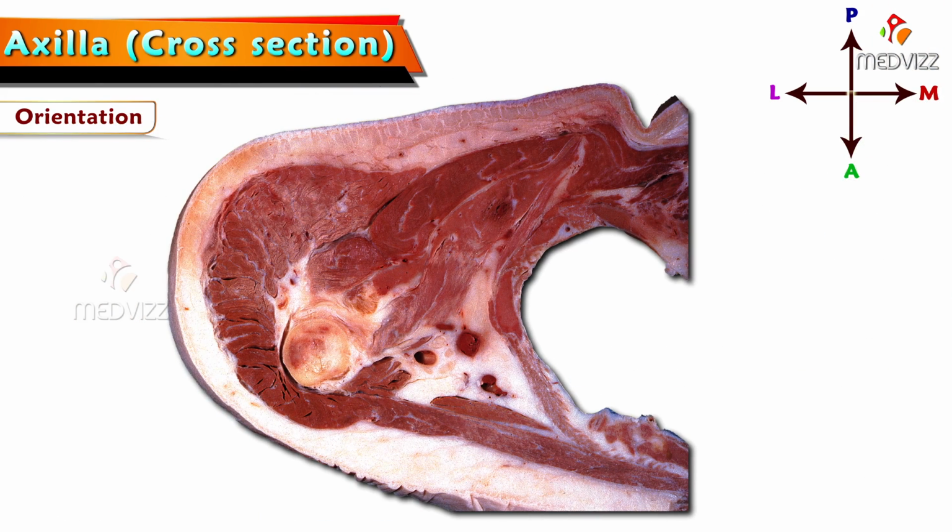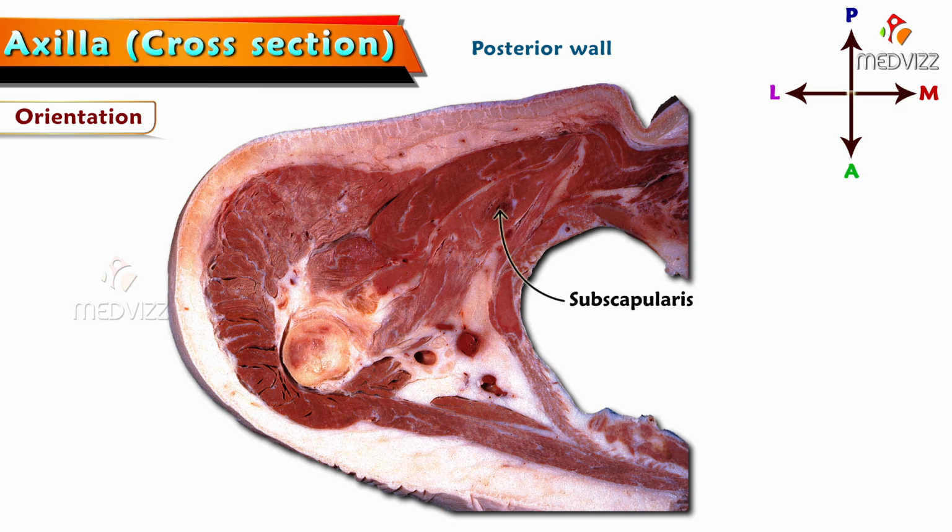Have a look at the posterior wall. It is much bulkier and we can observe a thick coat of muscles compared to the anterior wall. One important point to understand anterior and posterior orientation in cross section of axilla is that the posterior wall is much bulkier than the anterior wall. Posterior wall is contributed mainly by two muscles.